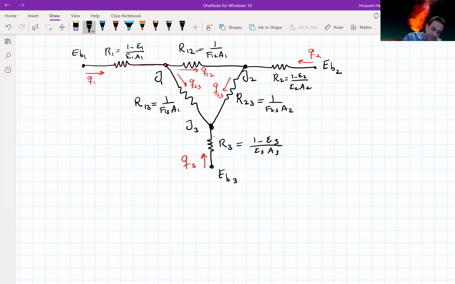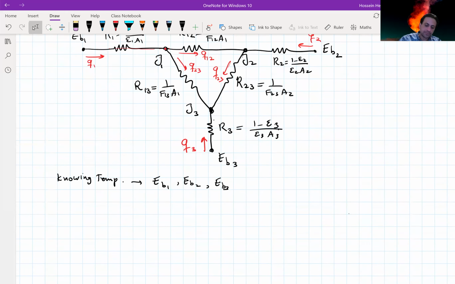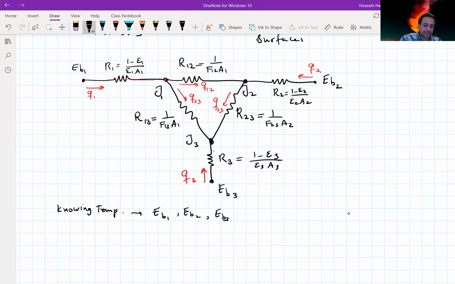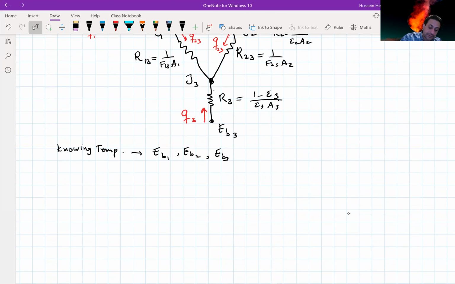Now, if we know the temperatures, then EB1, EB2, and EB3 are known. They are sigma times T to the power of 4. If we want to find out, let's say, Q1, we need to find out, in addition to the EB1, 2, 3, the radiosities. So we need to find these nodes J1, J2, and J3 to determine the net radiation heat transfer from each surface.